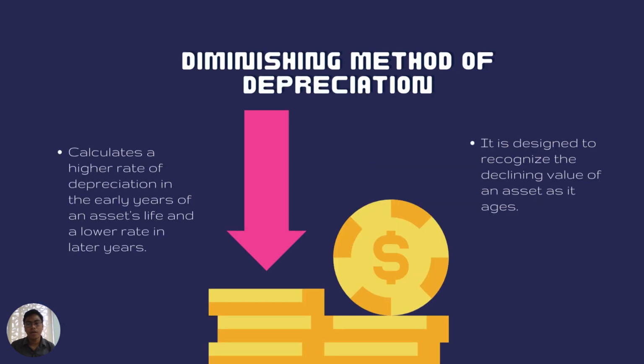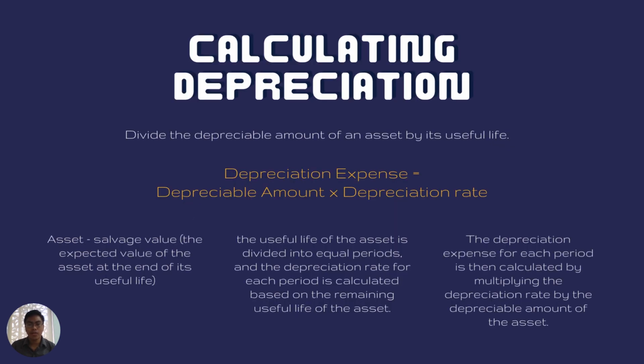Moving forward, this is the diminishing method of depreciation. I'm going to discuss first its definition. The diminishing method of depreciation is a method of calculating depreciation that involves calculating a higher rate of depreciation in early years of an asset's life and a lower rate in later years. The purpose of it is that the diminishing method of depreciation is designed to recognize the declining value of an asset as it ages.